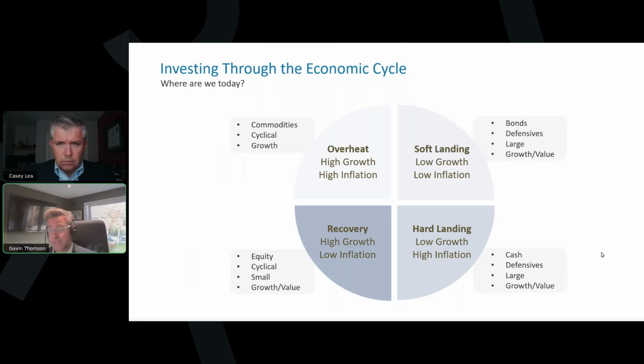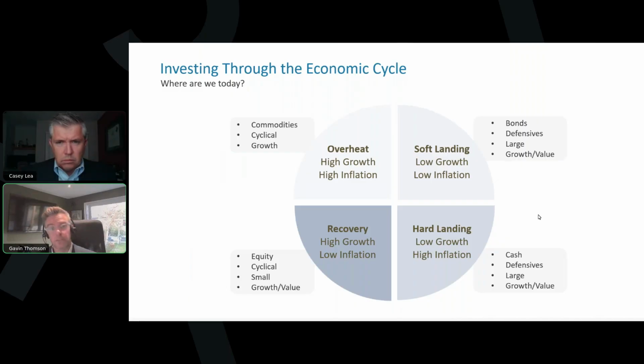Cash continues to be a significant drag. We're looking at equity market performance, and most equity markets are at double-digit performance year to date versus cash, which at best is probably 4 or 5%. Defensive is also not leading. Actually, if you look at consumer staples, the global consumer staples sector is actually the worst performing sector year to date. So in conclusion, we're seeing somewhere between that overheat and recovery phase.